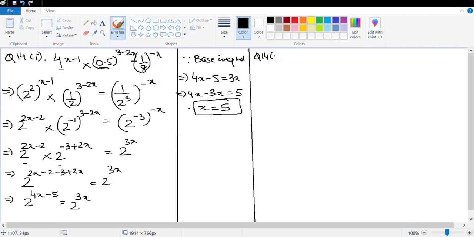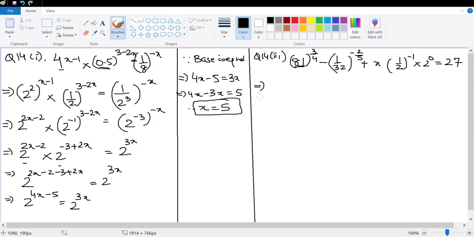Question 14, part 3 is 81 to the power 3 by 4 minus 1 upon 32 to the power negative 2 upon 5 plus x, multiplied with half to the power negative 1, multiplied with 2 to the power 0, is equal to 27. Let's put everything in common powers.